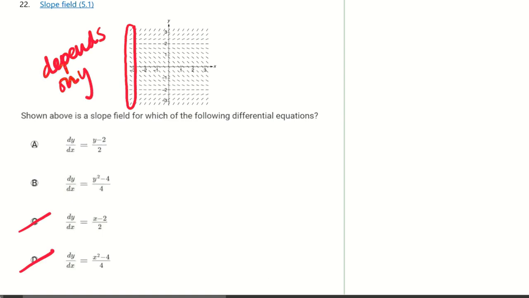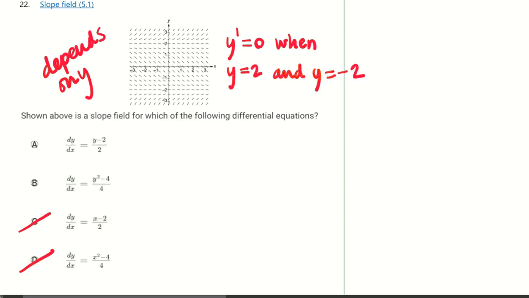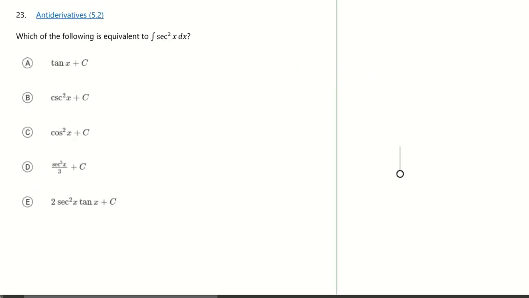Okay, so I got these down to 2. Now the other thing that I think I'm supposed to see is that y prime is equal to 0. Slope is 0 when y equals 2 and when y equals -2. So that's why it's going to be b. Because for a, when y is -2, the slope would also be negative 2. And we're seeing a horizontal slope through here. So that's why I know it's asymptotic.